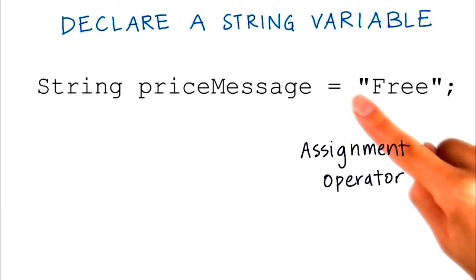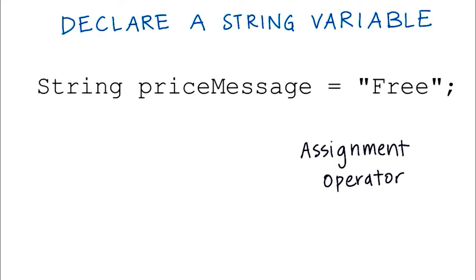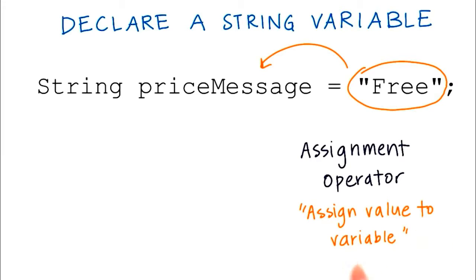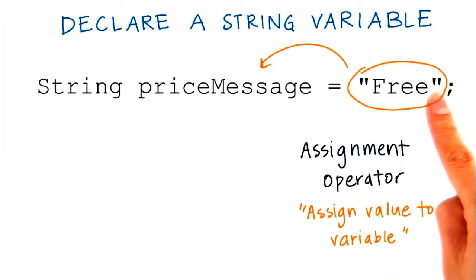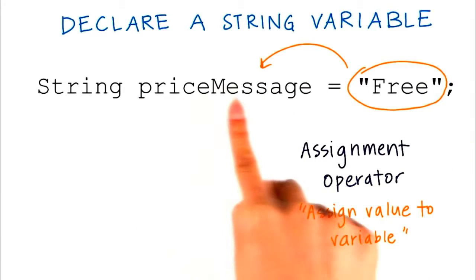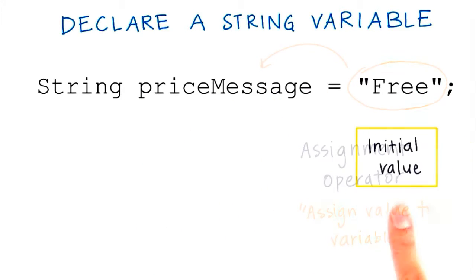Next, we have the assignment operator, or the equal sign here. This operator is in charge of assigning a value to a variable. So you take this value on the right-hand side and you assign it into the variable price message. We specified the initial value of this string to be some text in double quotes.